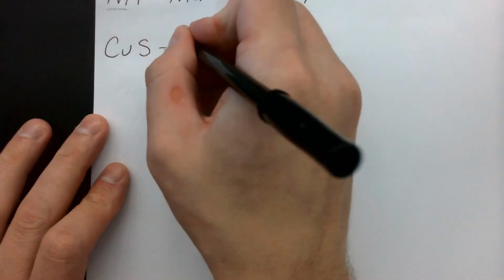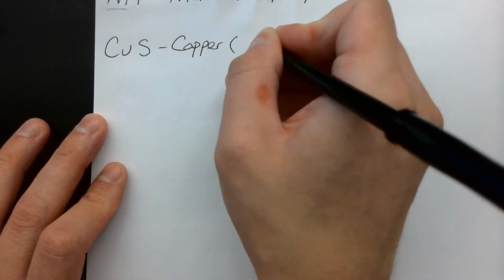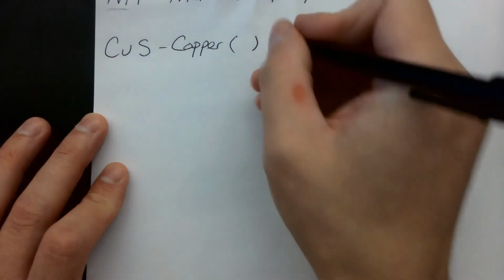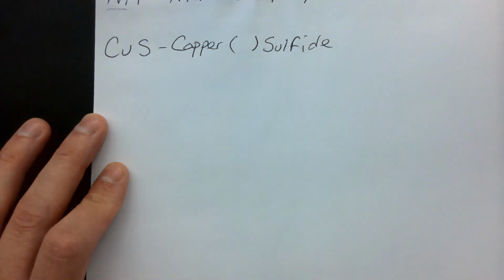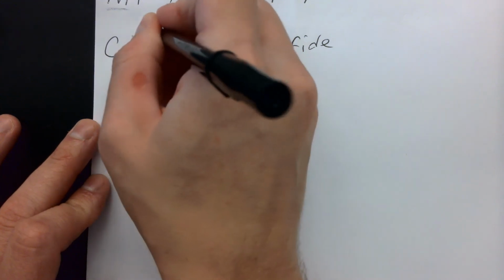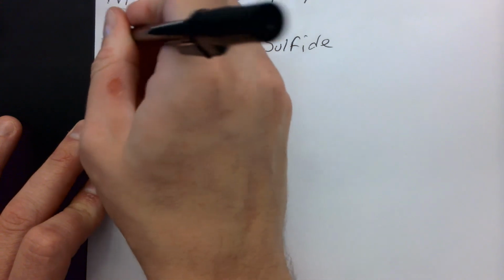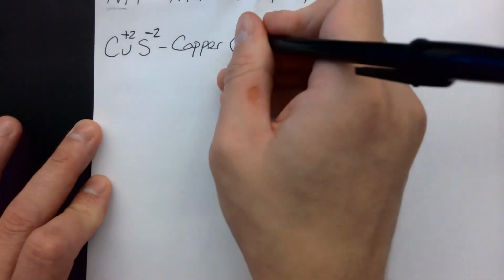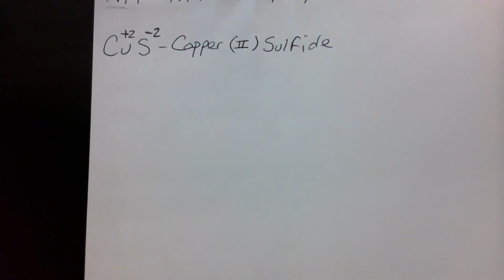Here's another one, CuS. So same thing. How I like to do it, I know it's copper. I know I'm going to need a Roman numeral because it's in the middle. And I know it's sulfide. So same thing. Sulfide is a -2. You find that on the periodic table. So since they cancel out, that must mean that this copper is a +2, which means this must be copper 2 sulfide.